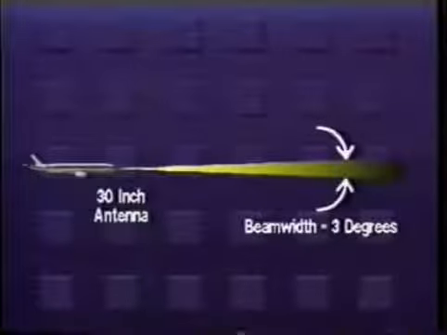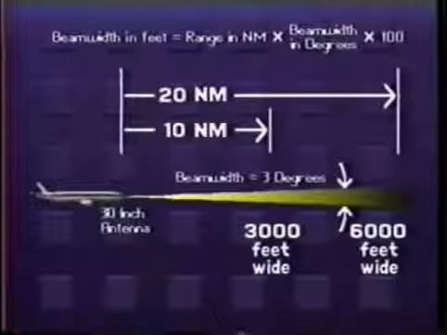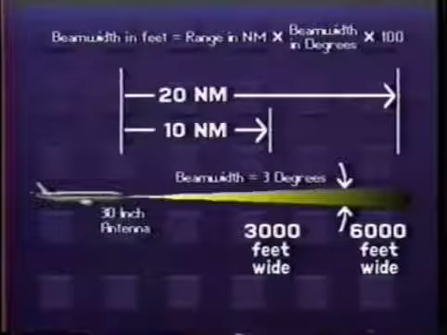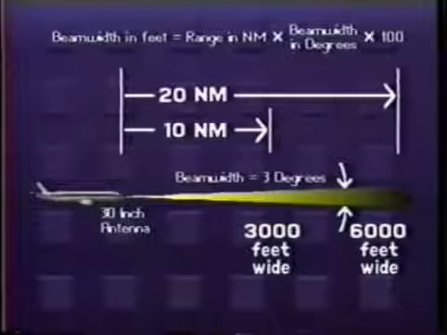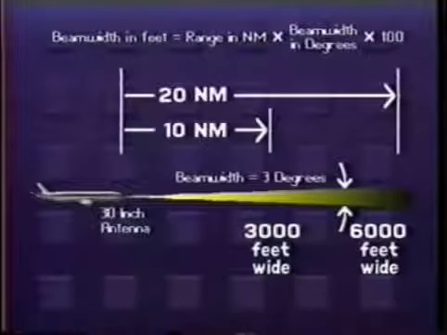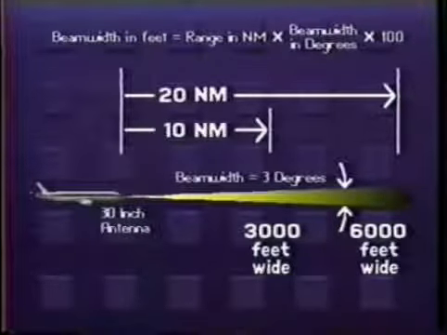The type of antenna normally used by large commercial aircraft is round with a 30-inch diameter. It produces a cone-shaped beam 3 degrees wide. Because the radar beam is just like a flashlight's beam, the radar beam's diameter enlarges as it travels outward into space away from the antenna.